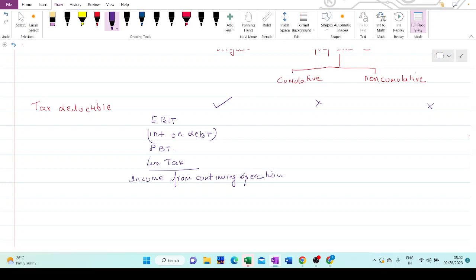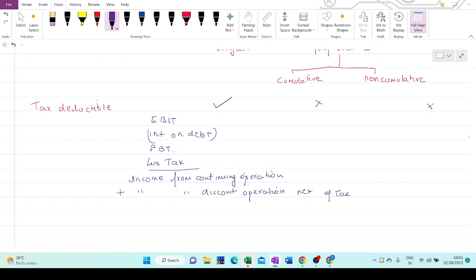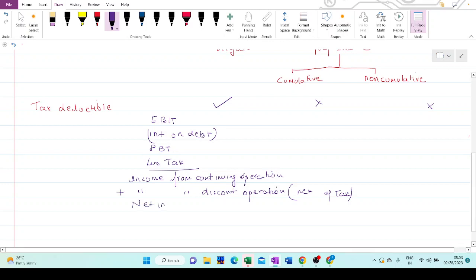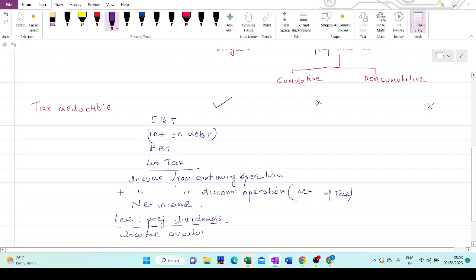To our income from continuing operations, we add income from discontinued operations, net of tax, and when we add the two, that gives us the net income. From our net income, we deduct pref dividends, and once we deduct pref dividends from net income, what we get is income available to common equity shareholders of the company.